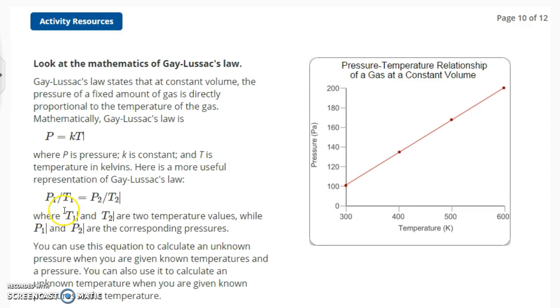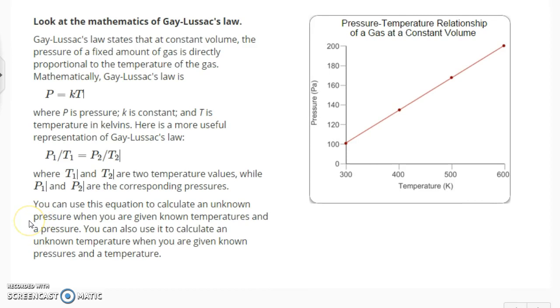Of course, we're going to be doing the more useful representation, which to me looks like party. That's how I remember this is Gay-Lussac, because I think, oh, it's two people, even though it's not. But two people, it's a party. So it's pressure and temperature. And we take our first pressure divided by our first temperature. That equals our second pressure divided by our second temperature.